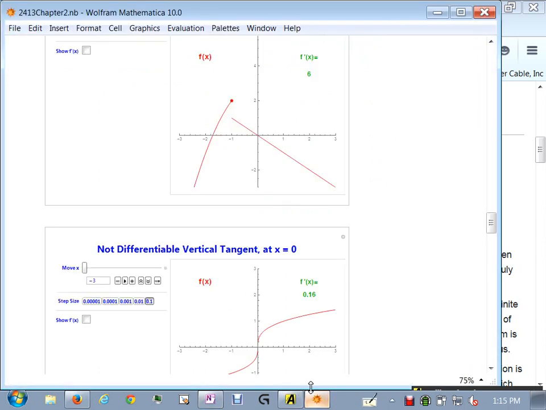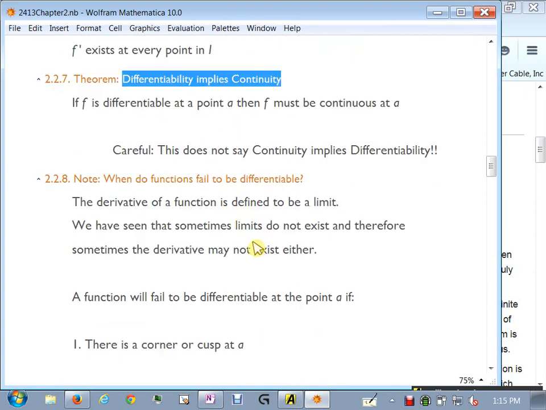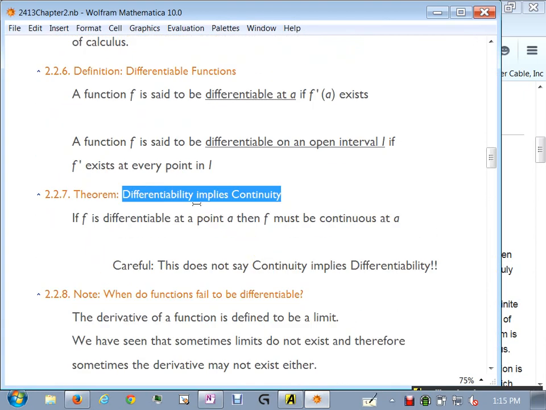But going back to the theorem, I want to make sure that you understand we did not violate the theorem. The theorem says if you're differentiable, you had to be continuous, right? The Weierstrass function is an example of a continuous function that is nowhere differentiable. So just because you're continuous does not imply differentiability. Oops, what did I just say? Hold on. Just because you're continuous does not mean you'll always be differentiable, right? Now, if you're differentiable, you must be continuous.